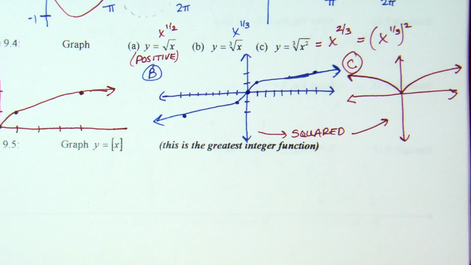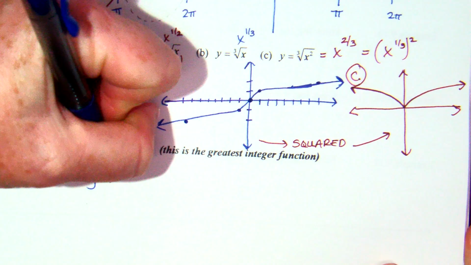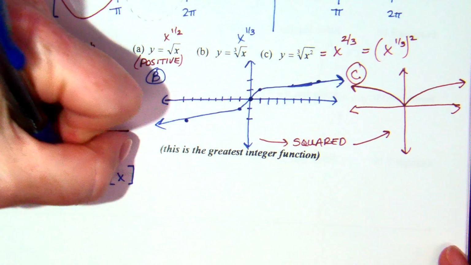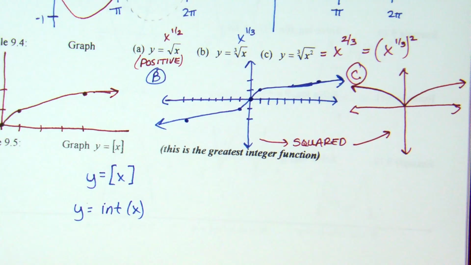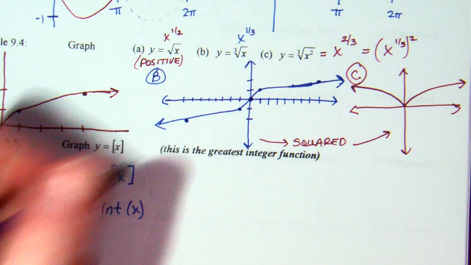Yep. That's this one. So, what this is y equals bracket x. Okay? So it's a bracket, or it's also int x, as in int parentheses x. I think when you do it on your calculator, you have to go into your math menu and find the function, the integer function, greatest integer function. You can't just take x and put a pair of brackets around it and expect it to work, because it doesn't.